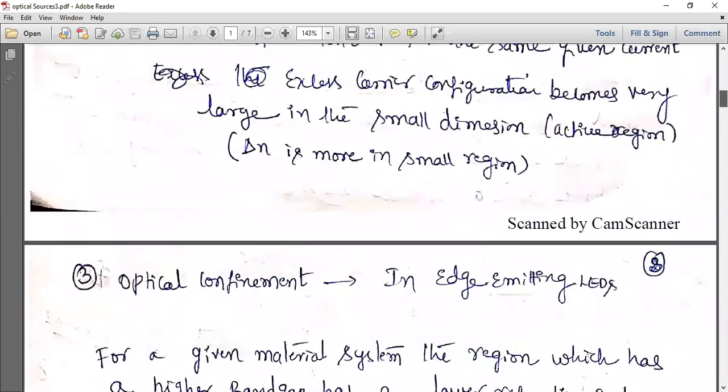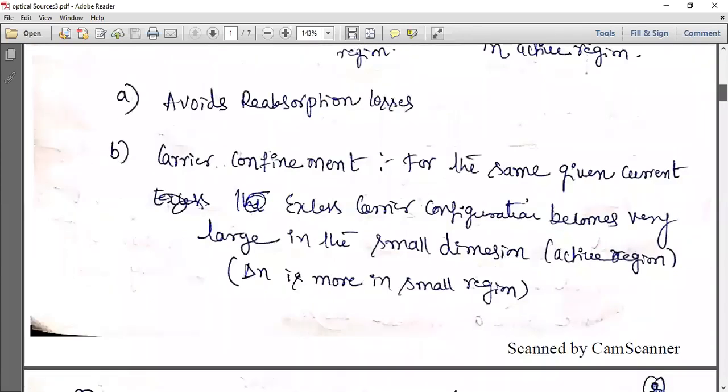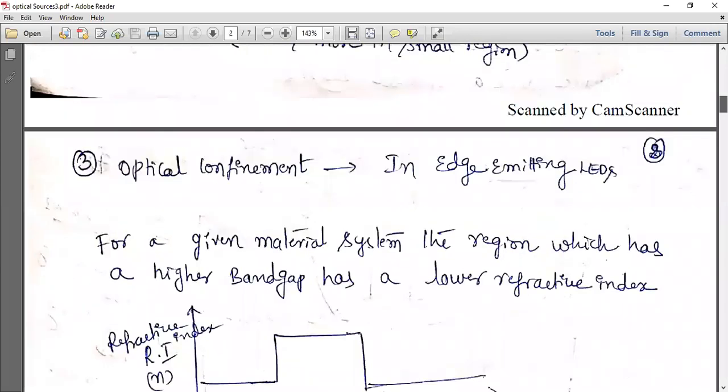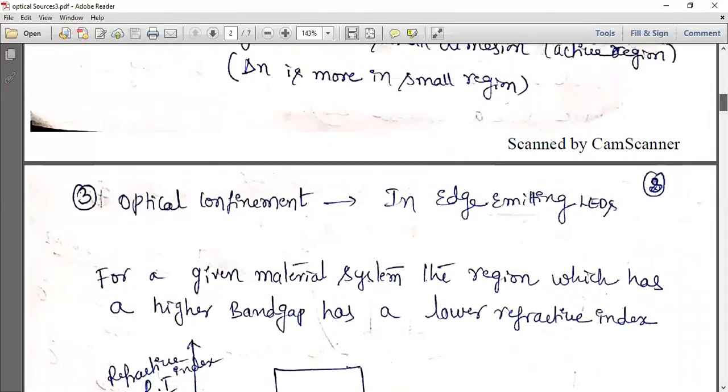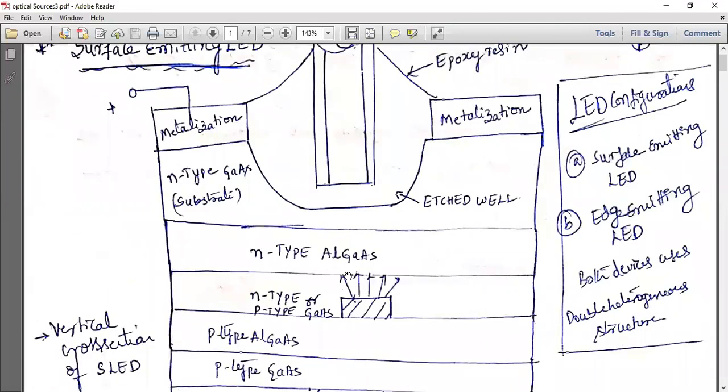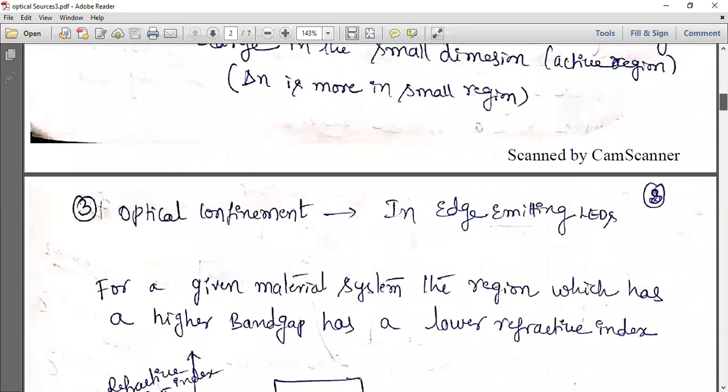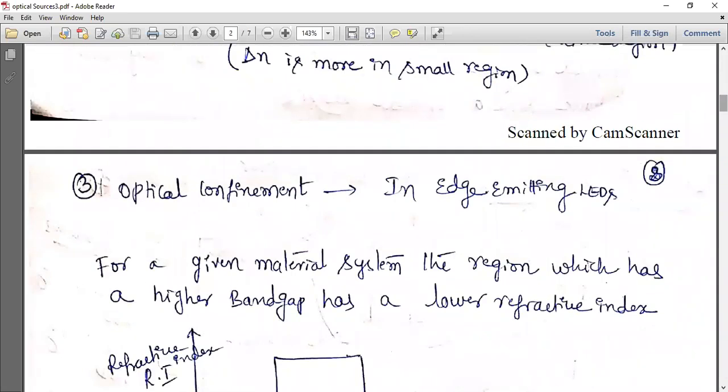Next, there are another three properties. One, it avoids reabsorption losses. Carrier is confined, and then once the carrier is confined, recombination happens and the light is generated, and the optical confinement is also there. So the light is generated and it is confined to this, that is optical confinement. Here the light may be generated in other directions also. That's why the optical confinement is somewhat less in the case of the surface emitting LED, but the edge emitting LED, which we are going to discuss next, is optically confined. So you can write these three properties, but optical confinement is somewhat less compared to the edge emitting LED. Optical means the light is confined to one region.